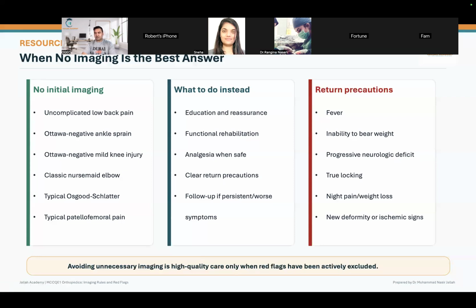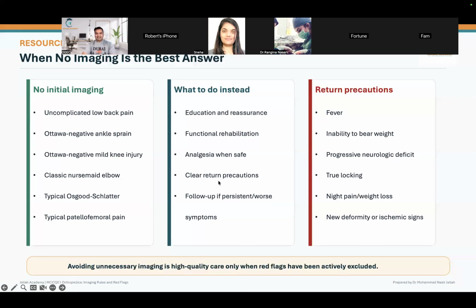So when is no imaging the best answer? Uncomplicated, negative Ottawa, classic nursemaid, typical Osgood, and typical patellofemoral. What to do next? Educate the patient if it is uncomplicated, right? You don't have to do an X-ray. You just have to educate the patient. If it is otherwise negative, just do functional rehabilitation. Again, for the knee, if the Ottawa criteria are not met, give analgesic when safe.